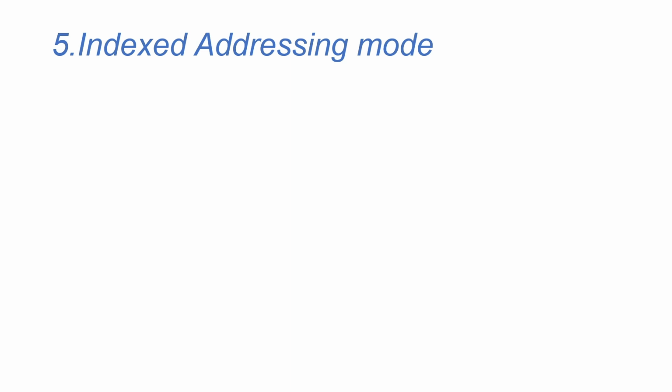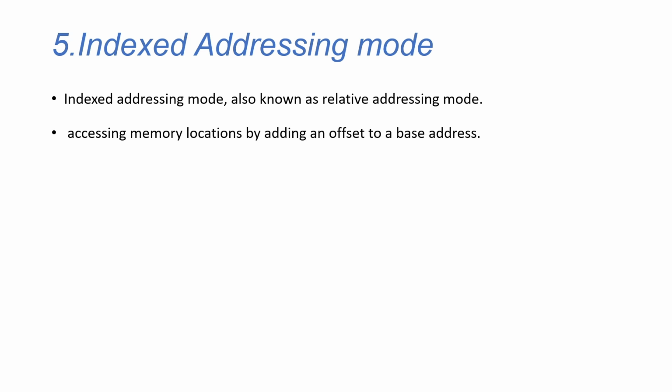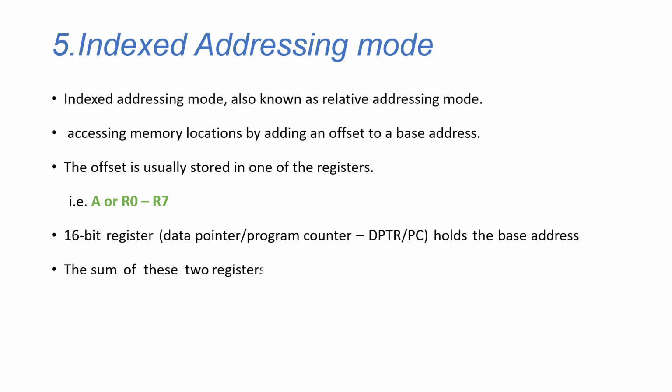The fifth is indexed addressing mode, which is very confusing, and it is also known as relative addressing mode. Here, memory locations are accessed by adding an offset to a base address. The offset is usually stored in an 8-bit register, that is the accumulator or registers R0 to R7, and a 16-bit register, that means the data pointer or program counter, is used to hold the base address. The sum of these two registers forms the effective address for a jump or MOVC instruction.